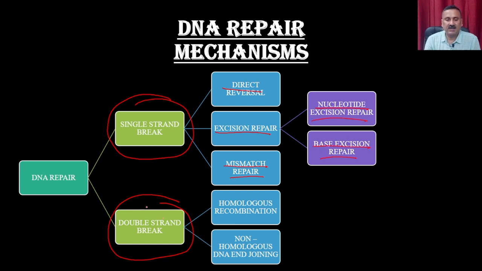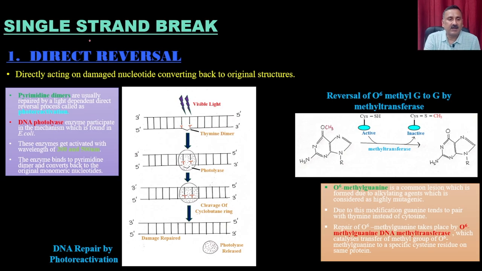Whereas in double strand breaks, you can have homologous recombination or non-homologous DNA recombination. Single strand breaks can have direct reversal, directly acting on the damaged nucleotide and converting it back to the original structure. Pyrimidine dimers are usually repaired by a light dependent direct reversal process called photoreactivation.